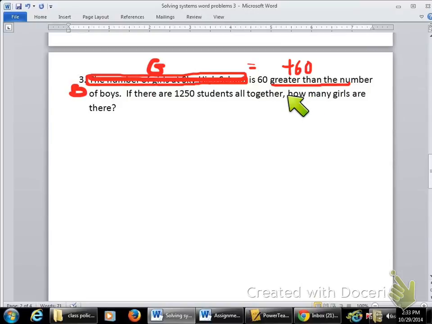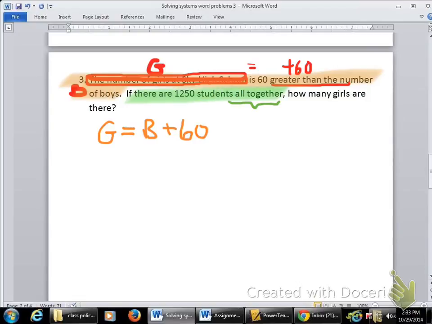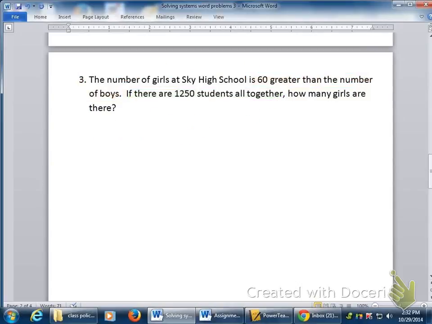We know that 60 greater than means plus 60. So I've got G, the girls, is 60 greater than the boys. So B plus 60. The second part, it mentions that all the students altogether, of course, is the total. And anytime we talk about things being altogether or total, we're talking about addition. So if we're talking about addition, we're going to add the girls.